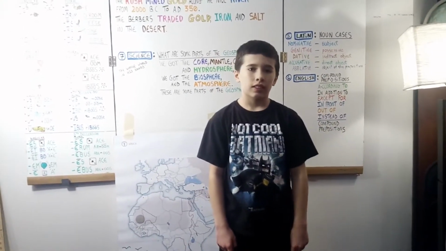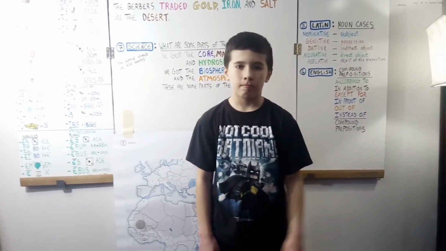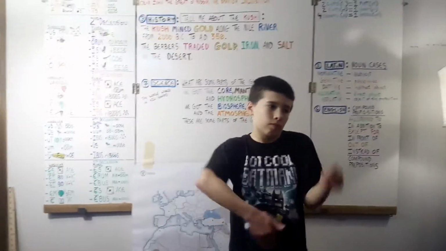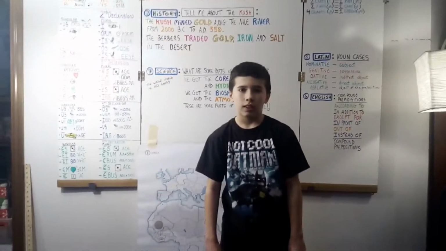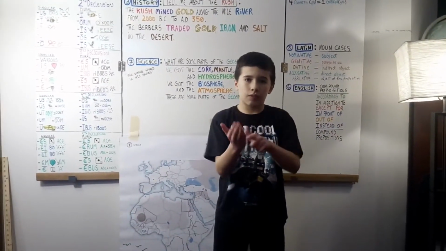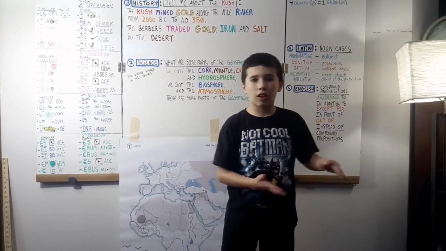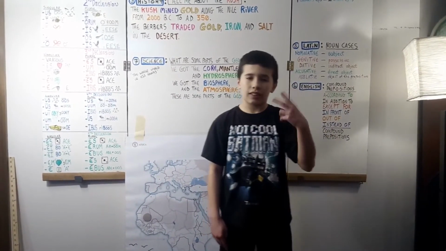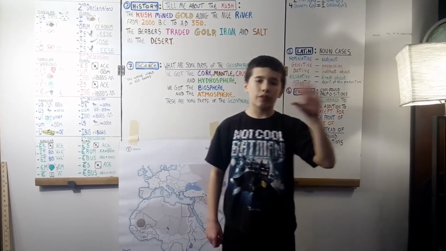So we have our little fingers doing question. For Gutenberg's, we made a G, and it was a printing press. All right, now for history, tell me about the Kush. So here we go. The Kush mined gold along the Nile River from 2000 BC to AD 350.